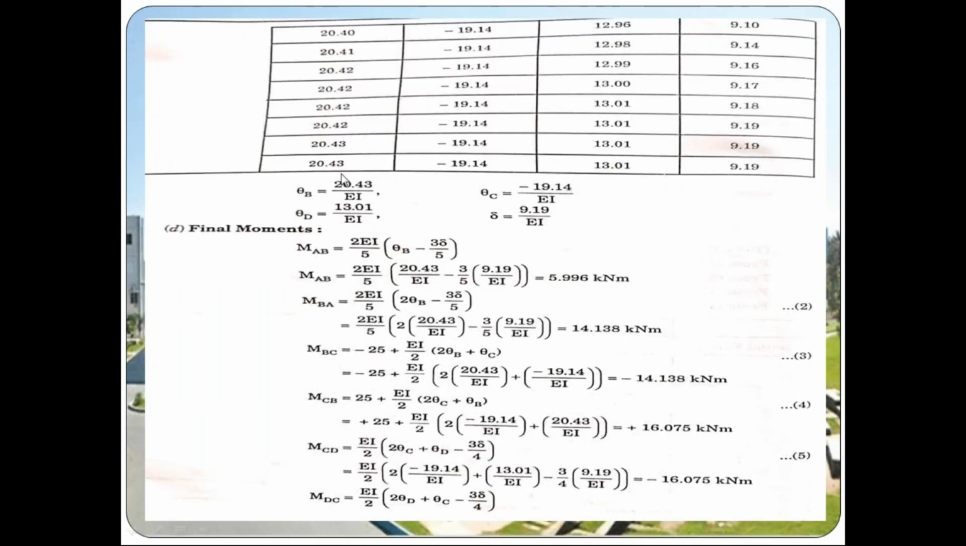That is very simple for us. We don't need to go for the Gauss-Seidel iteration method; it will be more tedious and time consuming in the exam. We'll solve by using the calculator itself. So the value of theta B is 20.43 by EI, theta C is minus 19.14 divided by EI, theta D is equal to 13.01 divided by EI, and delta is equal to 9.19 divided by EI.